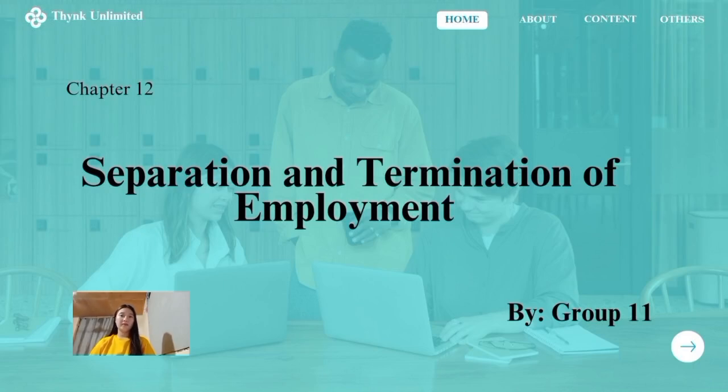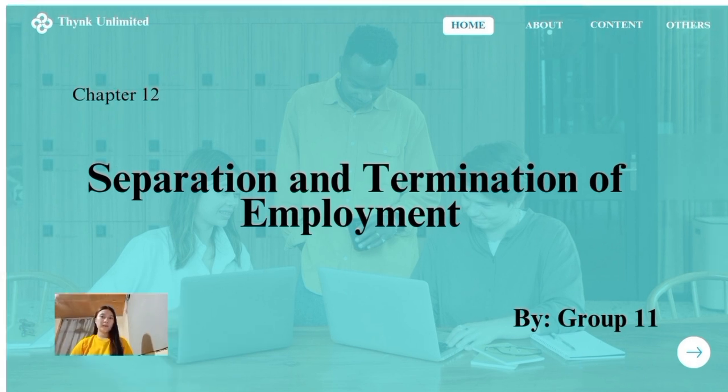So we are group 11 and our topic is all about separation and termination of employment. So what is separation and termination of employment? Separation and termination of employment refers to the end of a working relationship between an employee and employer.